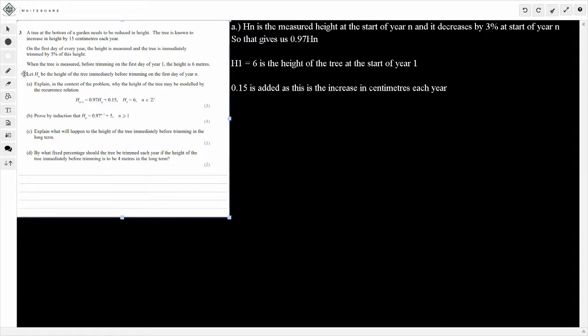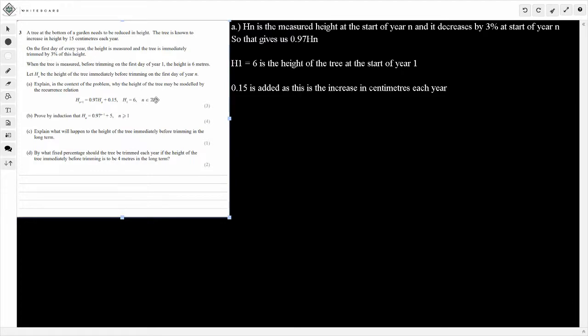this recurrence relation. Well, I've written it down up here just to save time. But basically, you've got to mention these 3 points. So 3 marks, each one gets you a mark. The first one is that hn is the measured height at the start of year n. So that's your first term, right? And it decreases by 3% at the start of year n, which is given here. It's trimmed by 3% of this height.